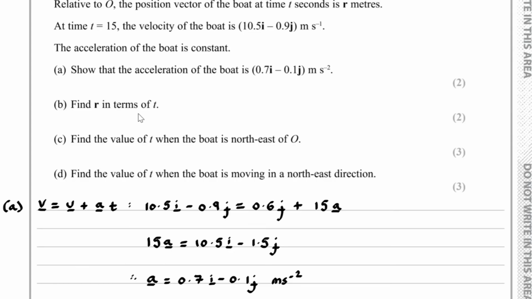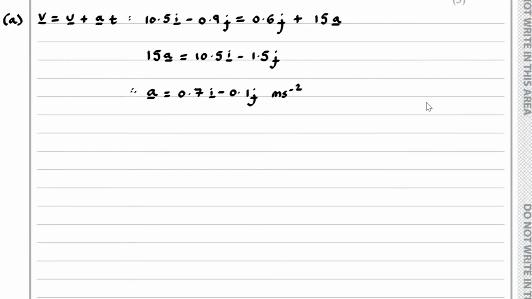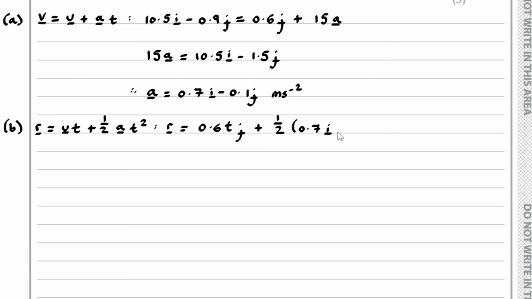Then for part B, we have to find r in terms of t. For this, we use s equals ut plus a half at squared. This time, instead of s, we're going to write r. So for part B, using r equals ut plus 1/2 at squared, I've got r equals u, which is 0.6 j, multiplied by t, and then I add on 1/2 times 0.7 i minus 0.1 j times t squared, and the units are meters.